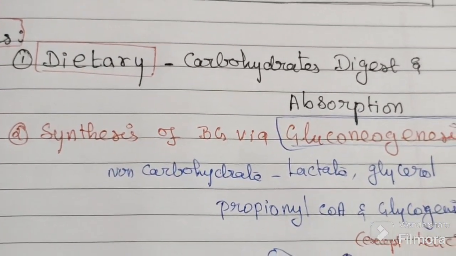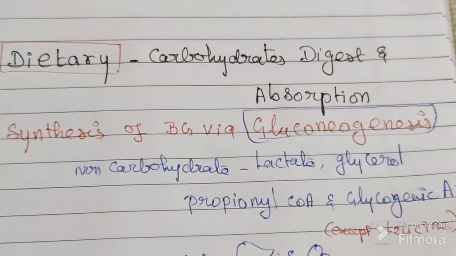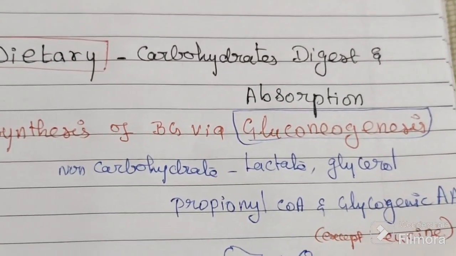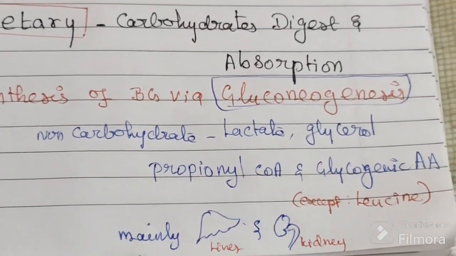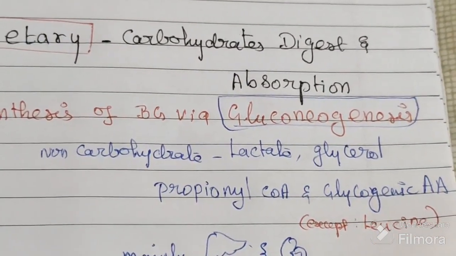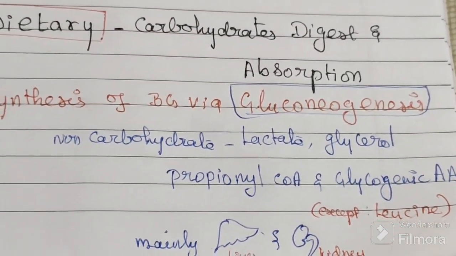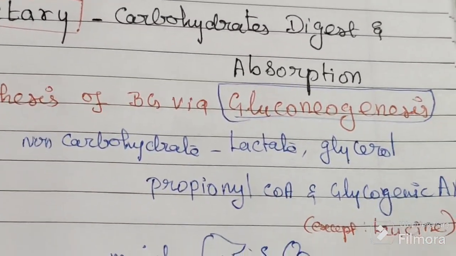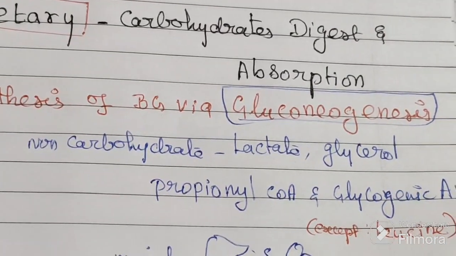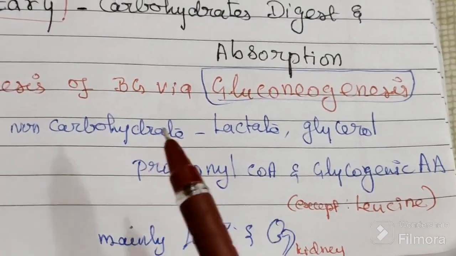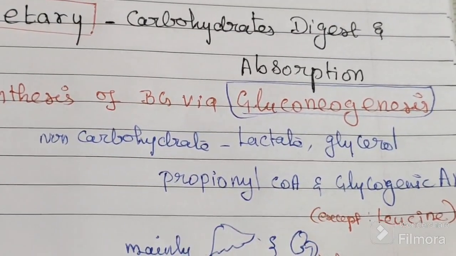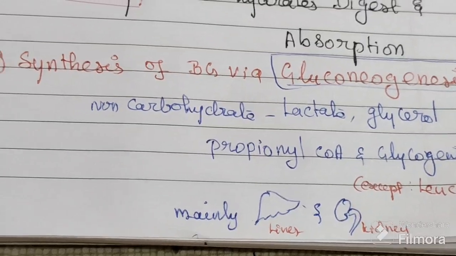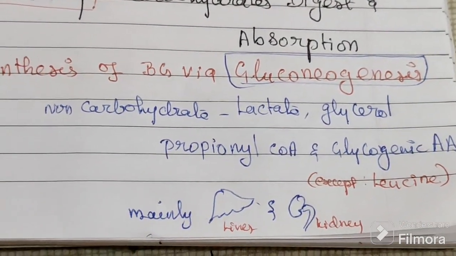In the body, there is synthesis of blood glucose via gluconeogenesis. Gluconeogenesis means synthesis of glucose from non-carbohydrate precursors, that include lactate, glycerol, propionyl coenzyme A and glucogenic amino acids. These four components are precursors that contribute to blood glucose level via gluconeogenesis, mainly in the liver and kidney.